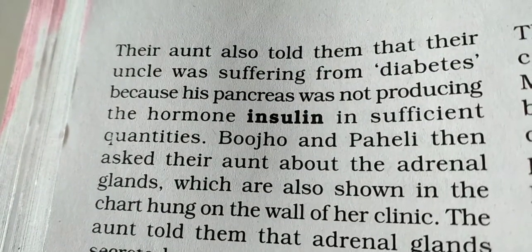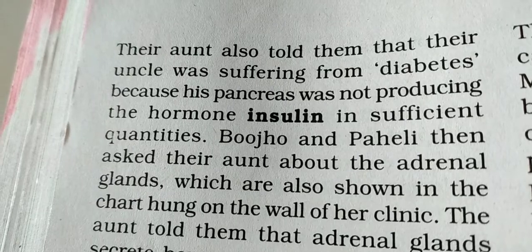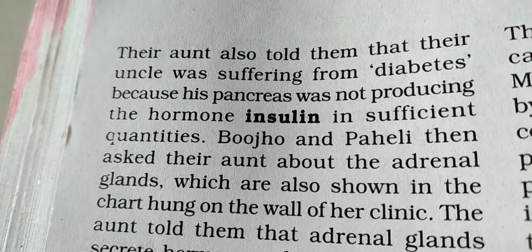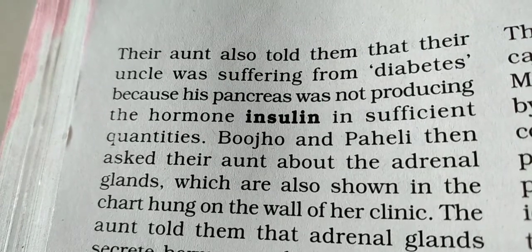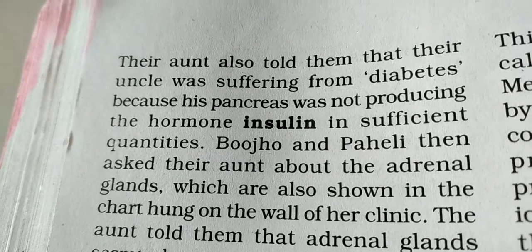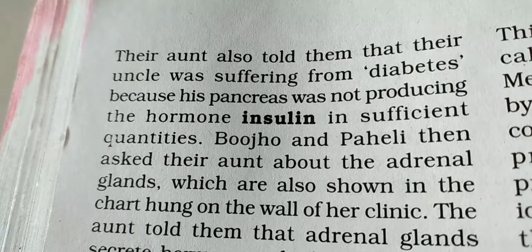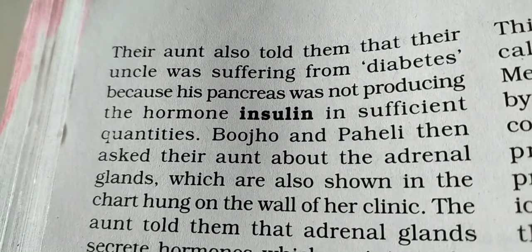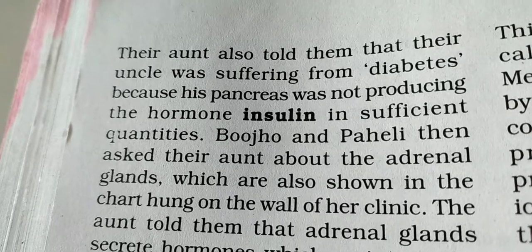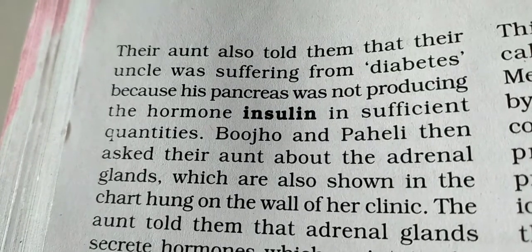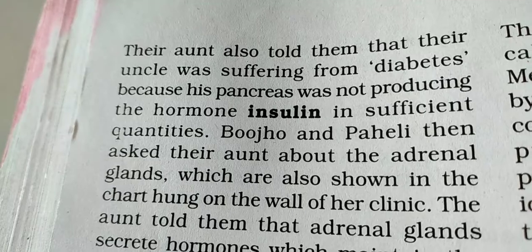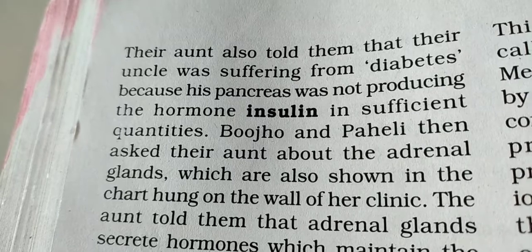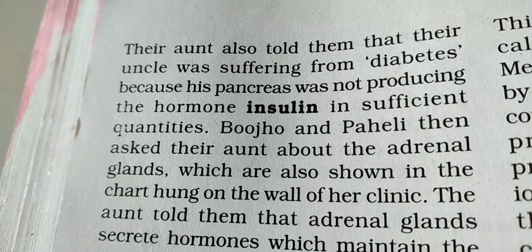Then we will talk about the pancreas. The pancreas is that leafy structure which you can find in the space between the stomach and intestine. It produces a hormone called insulin. Two cases can happen: either it stops producing insulin or it produces too much. In that case a person suffers from diabetes.